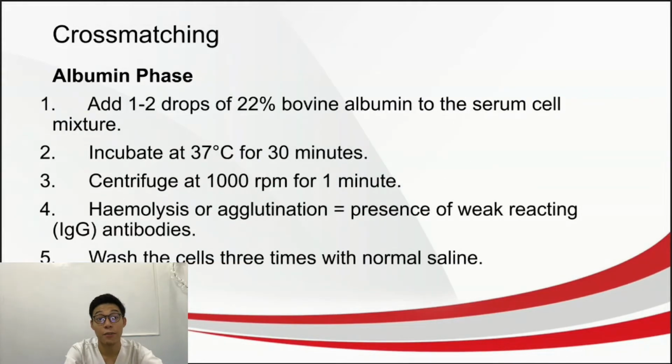And now for the albumin phase. So we have to add 1 to 2 drops of 22% bovine albumin to the serum cell mixture. Incubate at 37 degrees Celsius for 30 minutes. Centrifuge at 1000 rpm for 1 minute. So hemolysis or agglutination at this stage indicates presence of weak reacting antibodies, IgG. Wash the cells 3 times with normal saline and discard the supernatant completely every time.